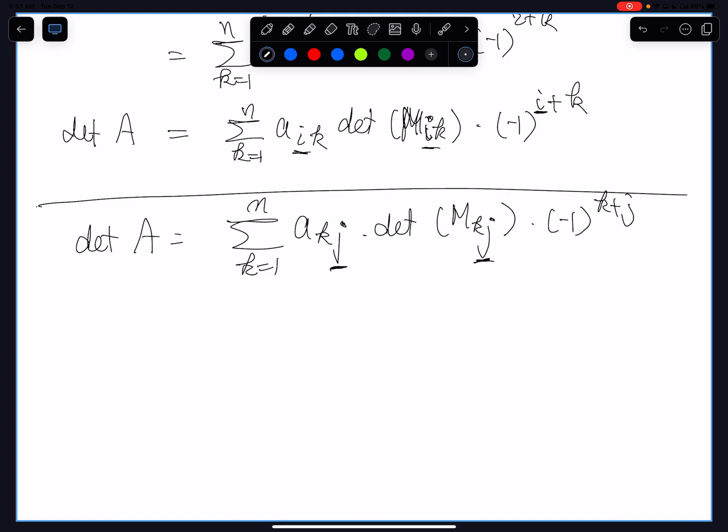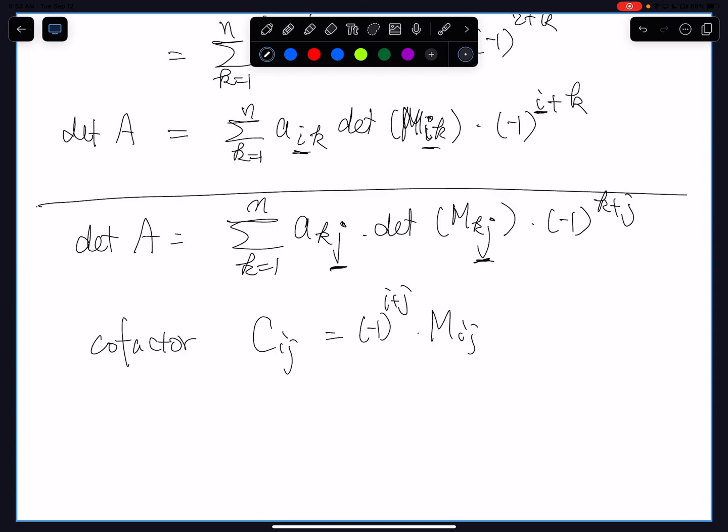This is called the cofactor. So the cofactor is typically denoted by Cij. It's the same as, I'm sorry, not the determinant, but the same as Mij, except that there could be a negative sign in front of it or not.